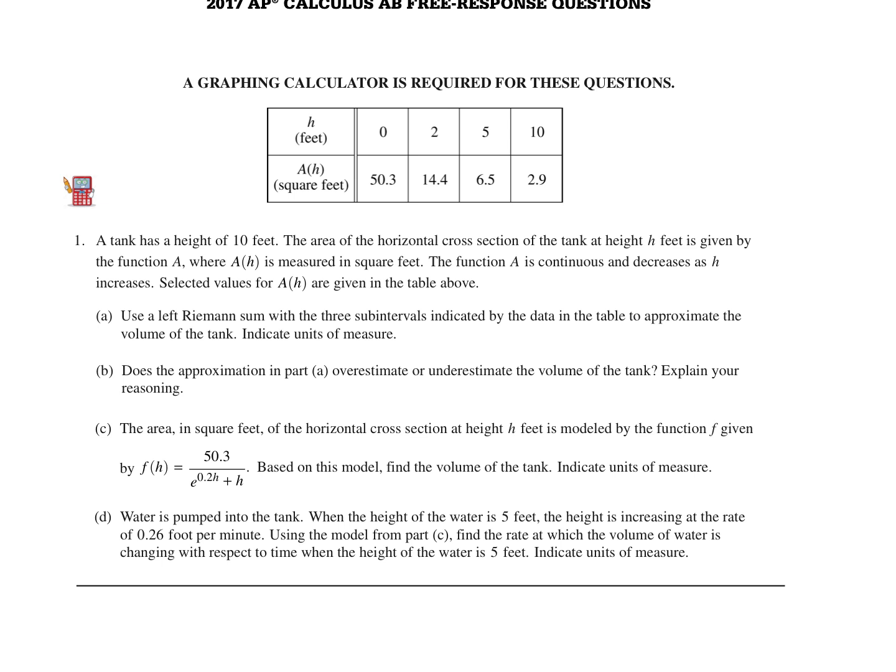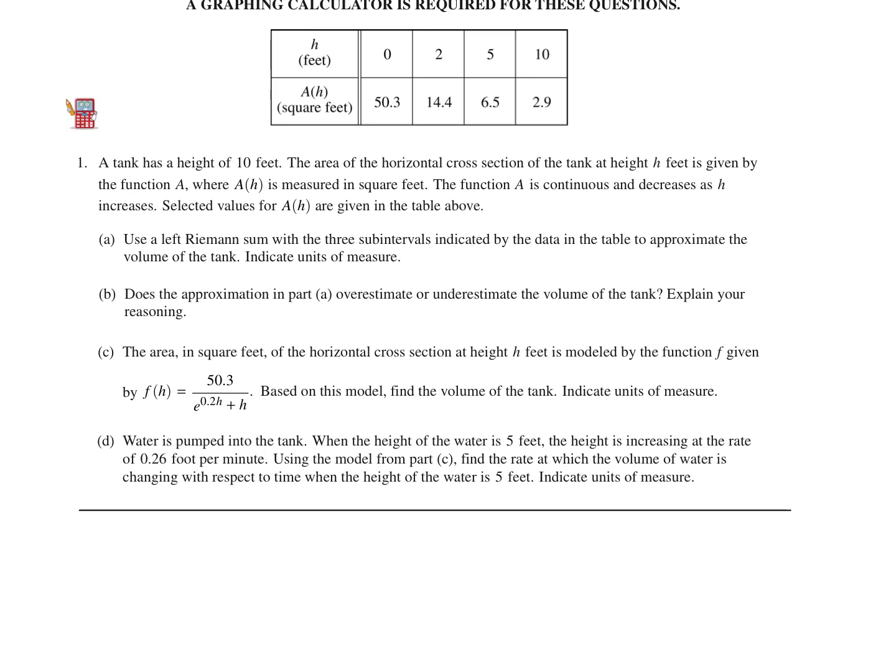All right, so question 1. Use a left Riemann sum, and when we see Riemann, we think what shape? Rectangles. Use a left Riemann sum with 3 subintervals indicated by the data in the table to approximate the volume of the tank. So we're going from area to volume. We're going to approximate that using LRAM, and indicate units of measure. We'll work through this together.